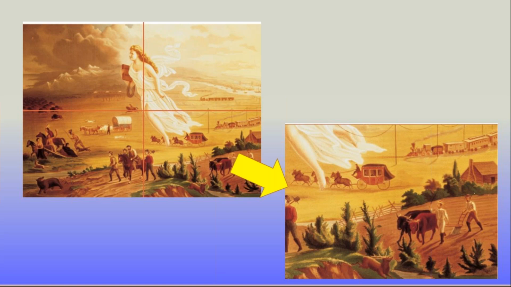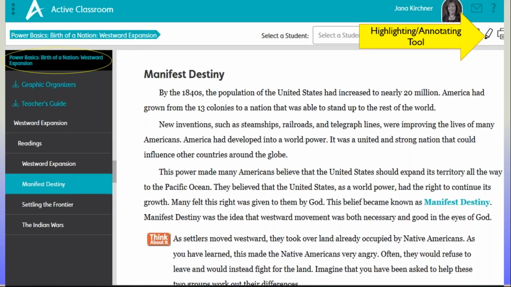So then they have their list of I wonder questions. Then you can assign a text that they are going to read with the purpose of answering questions that they generated themselves. I just picked one, Power Basics. It is usually for struggling readers or English language learners, but I just use this as an example. This is a text on westward expansion, and they're going to read it and highlight it and annotate it to answer their own questions.